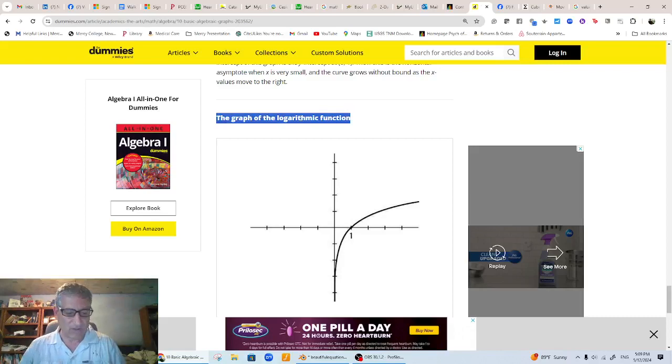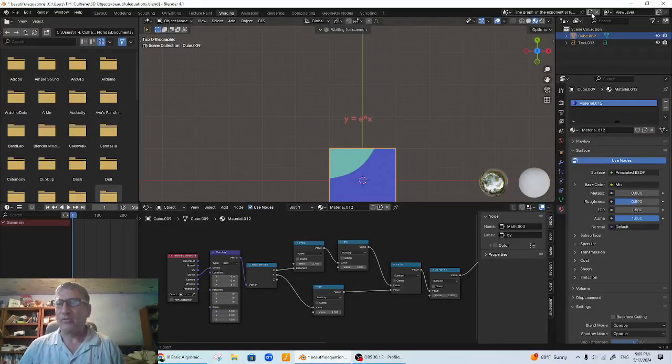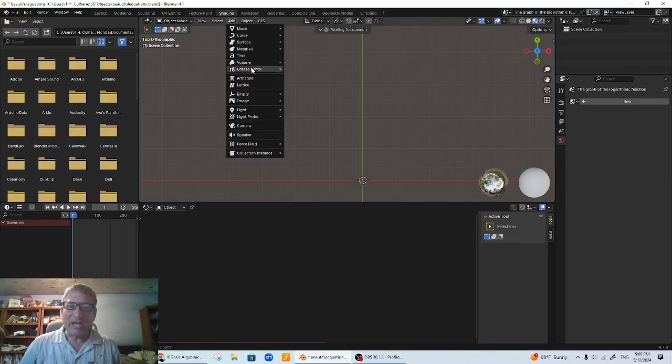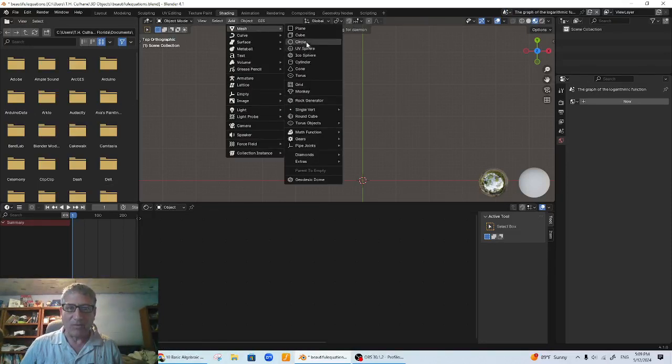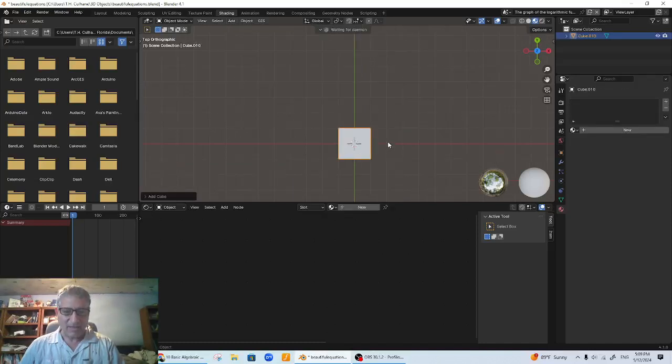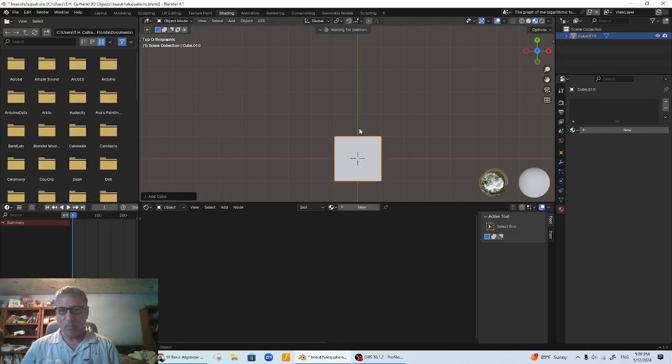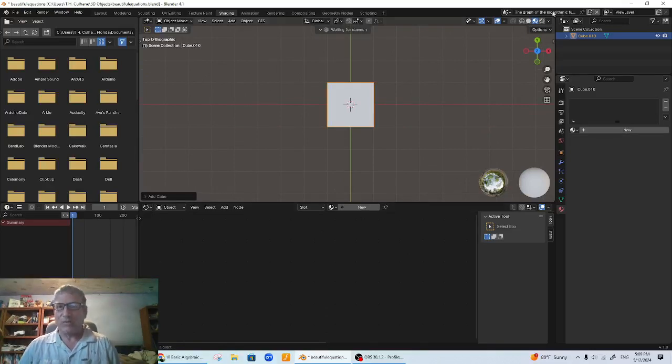So you take the graph of the logarithmic function, that's the name of it, and we go into Blender and we say, I'm going to do a new scene. And my new scene is going to be the graph of the logarithmic function. Once again, we're going to add a cube, looking down on it from the top so that we can see the y-axis in green and the x-axis in red. Then we'll start from scratch because Anas can see it now.